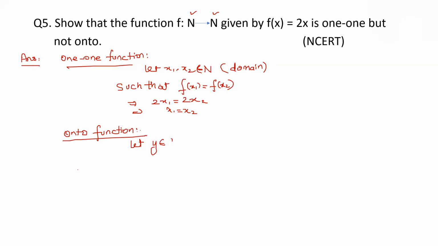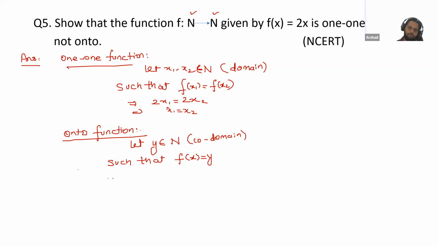Let y belong to N. N is what? Codomain. Such that f(x) is equal to y. What is f(x)? 2x is equal to y. This implies x is equal to y by 2. Now in place of y put 1. What will you get? 1 by 2. For y is equal to 1, x is equal to 1 by 2, which is not a natural number.